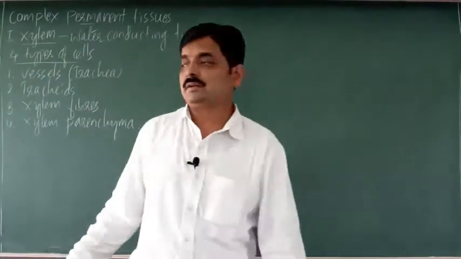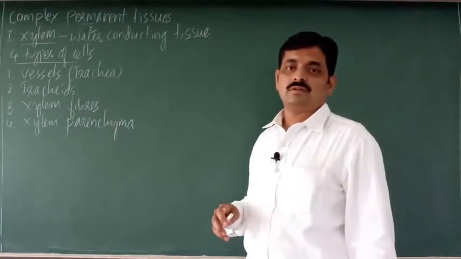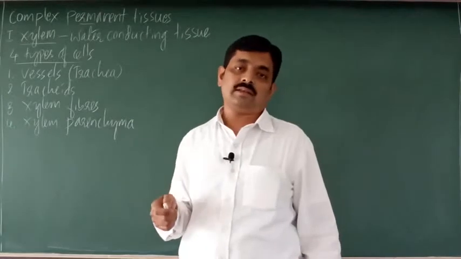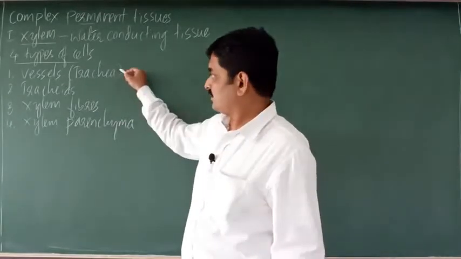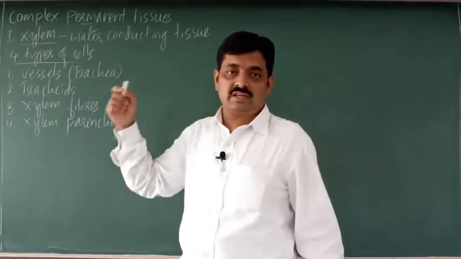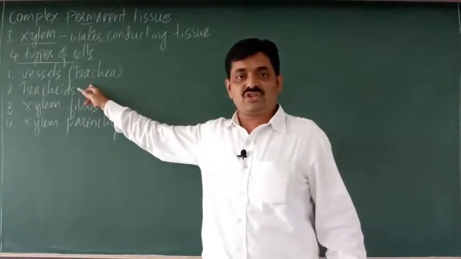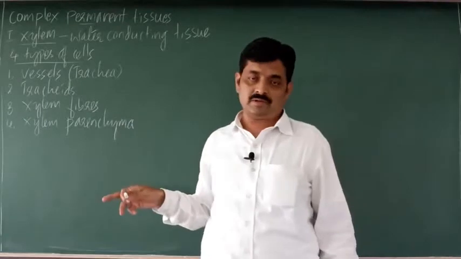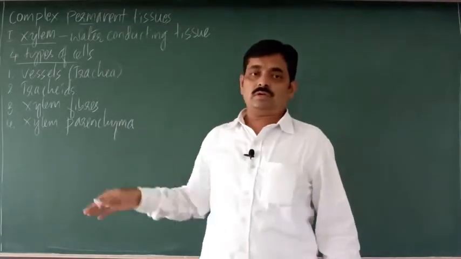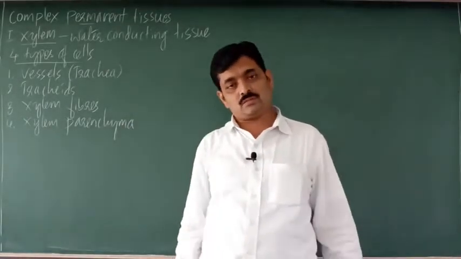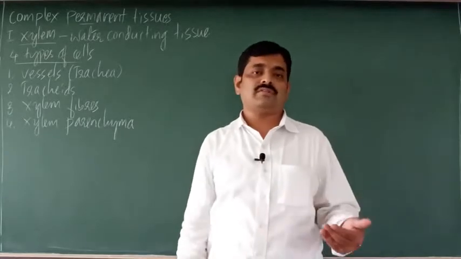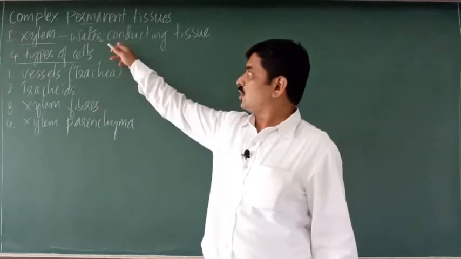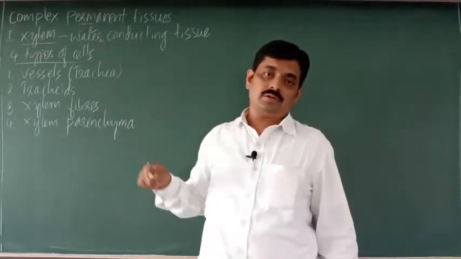So these are the four types of cells which are present in the xylem. Xylem is composed of vessels, also called trachea, tracheids, xylem fibers and xylem parenchyma. So it has four different types of cells which perform four different types of functions. Because of this, it is called complex permanent tissue.